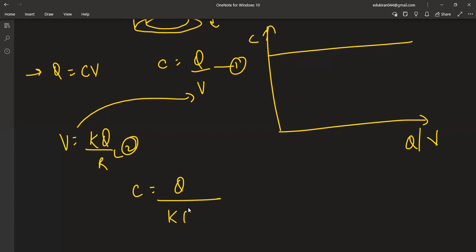R by K, exactly. This is 1 by K, so 1 over 4 pi epsilon naught. Now look, 4 itself is a constant number. Pi itself is a constant number. Epsilon naught is also a constant number.